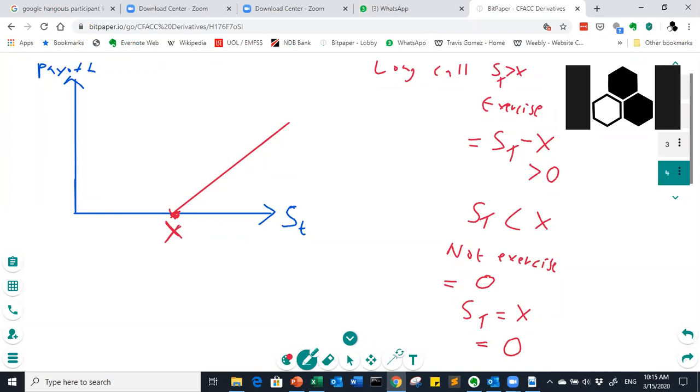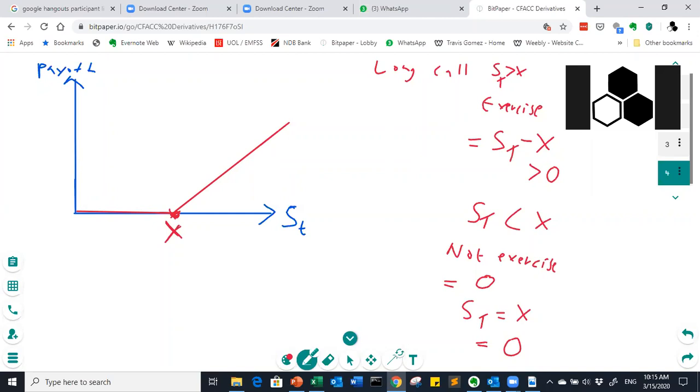Similarly, to the left of this, when ST is less than X, you will not exercise. So therefore, your payoff will just be 0. So it will be essentially horizontal at this point. So this is what the payoff diagram looks like for a long call. Is that clear what this is? Everyone clear why the diagram looks like this?